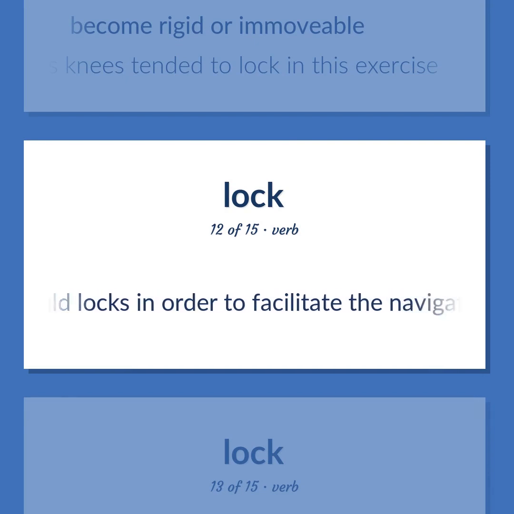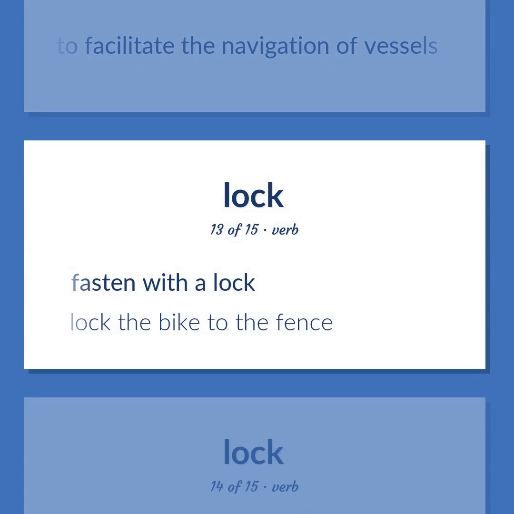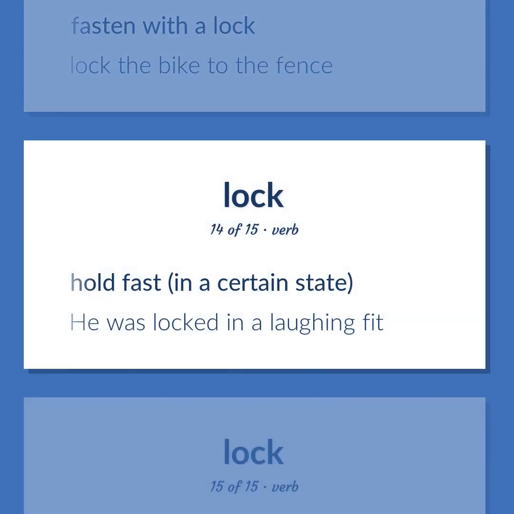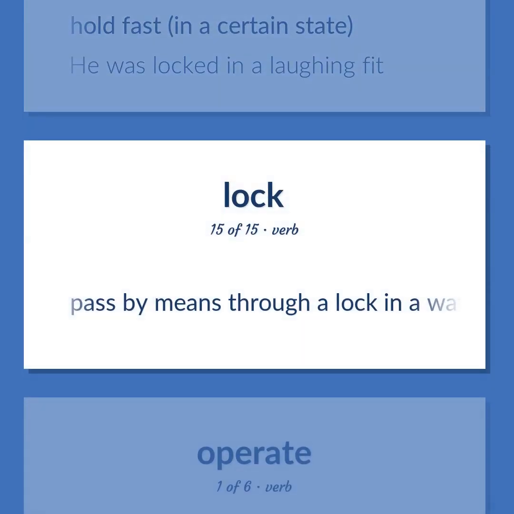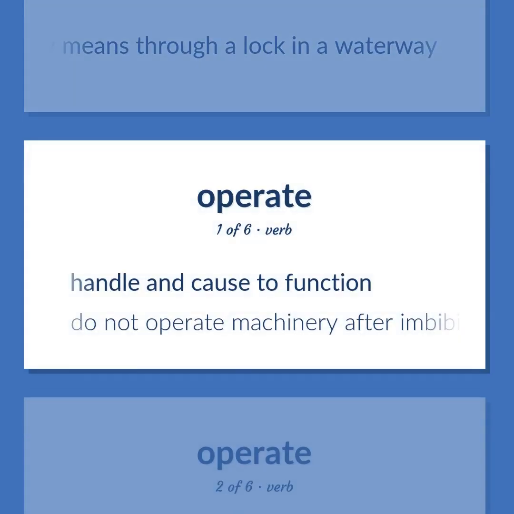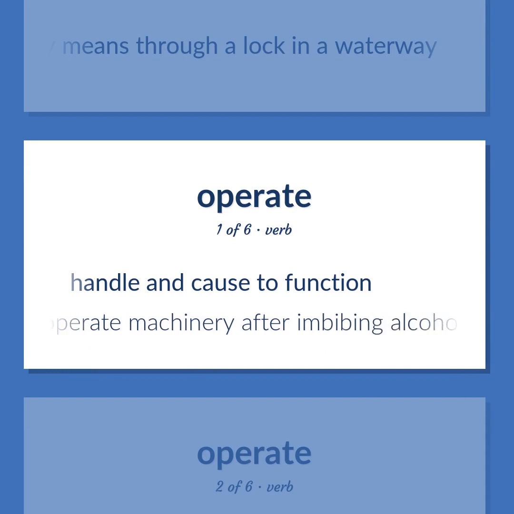Build locks in order to facilitate the navigation of vessels. Fasten with a lock. Lock the bike to the fence. Hold fast, in a certain state. He was locked in a laughing fit. Pass by means through a lock in a waterway. Handle and cause to function. Do not operate machinery after imbibing alcohol.